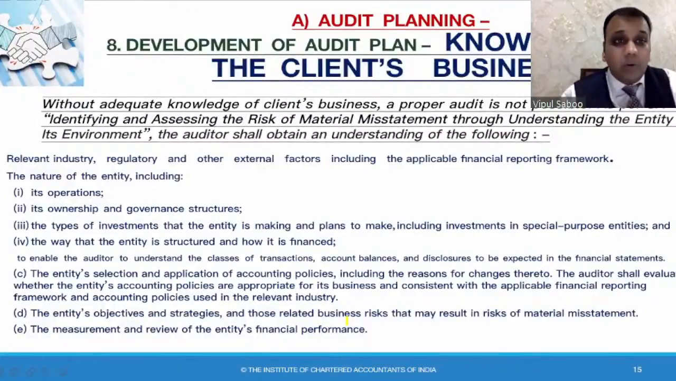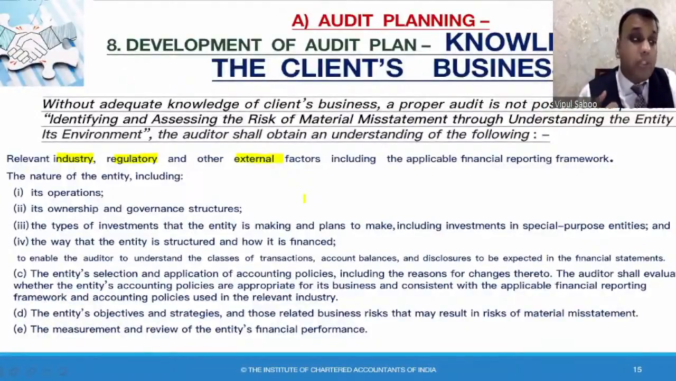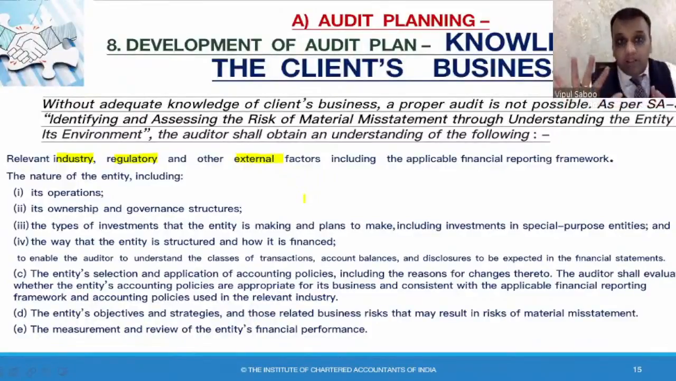Okay? So, what were the factors which we needed to consider while obtaining the knowledge of the client's business? These were the factors. The relevant industry, regulatory, and external factors. We talked about what laws are applicable, what industry our client belongs to, and external factors like the COVID situation in the past 1.5 years, right? Then about the entity. First, the macro level factors which are affecting the entity. Then we come to the micro level which are specific to the entity, the client itself.